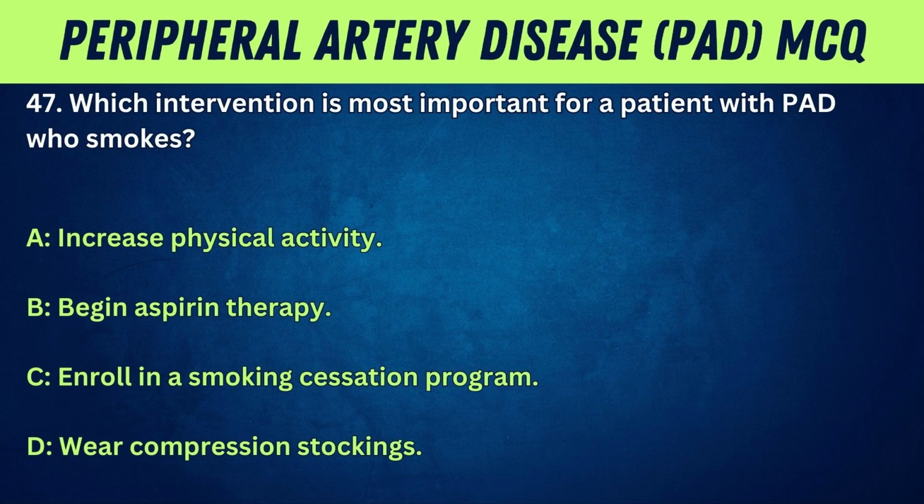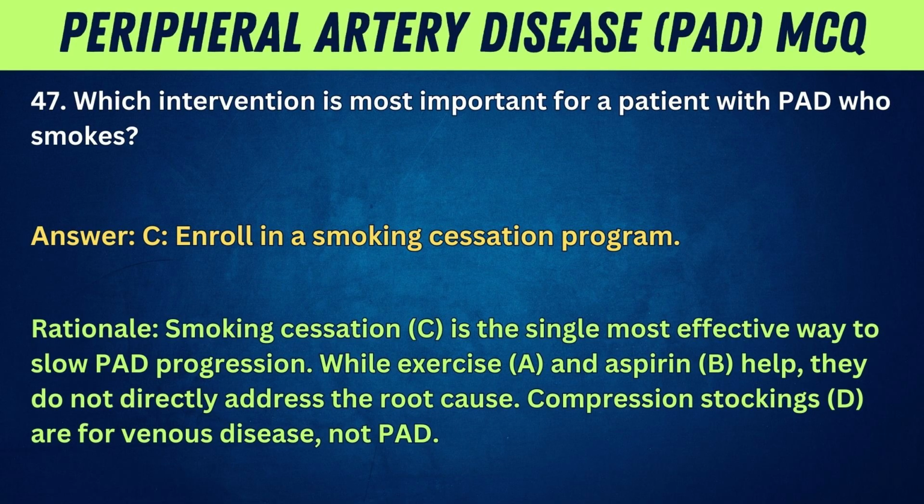47. Which intervention is most important for a patient with PAD who smokes? A. Increase physical activity. B. Begin aspirin therapy. C. Enroll in a smoking cessation program. D. Wear compression stockings. Answer: C. Enroll in a smoking cessation program.